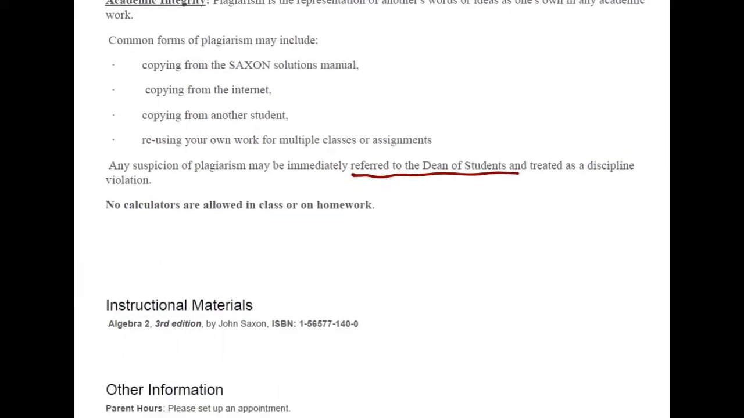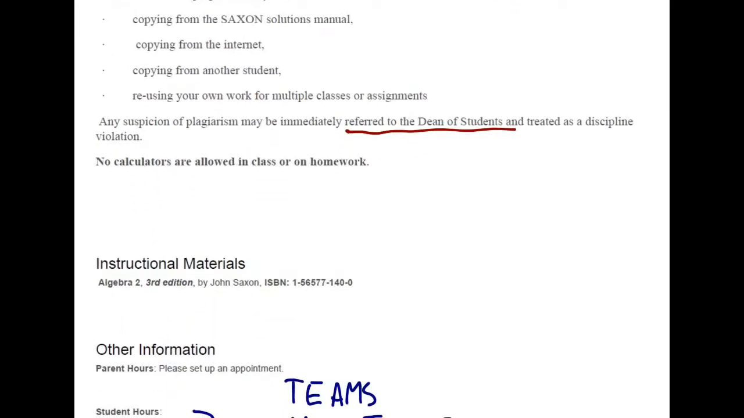General reminder, this is a kind of a basic rule. No calculators are allowed in class or on homework. Now, in Algebra 2, a little bit later on, and I will let you know when, you will be able to use some scientific calculators, but I will let you know when that's possible. So until then, no calculators.